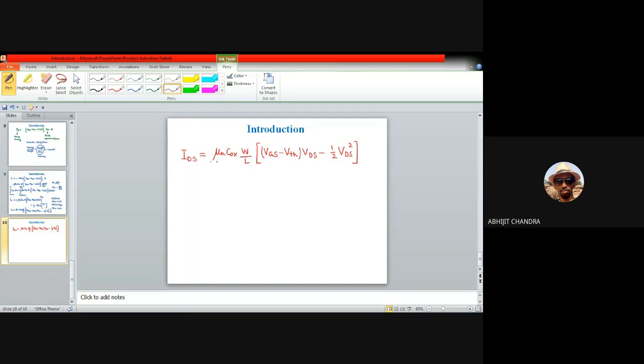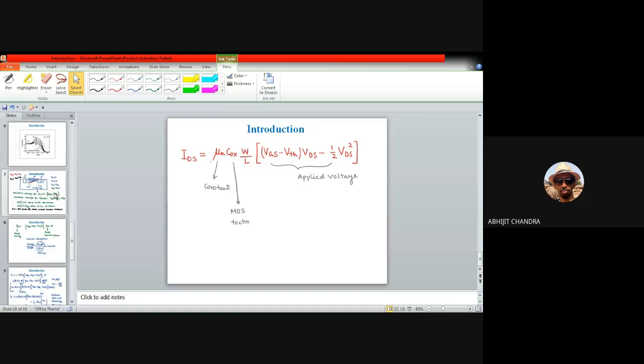So mu n, you cannot change. This is a constant term, the mobility of the electron. And this is nothing but a set of applied potential, although VTH is not applied. So this is the applied voltage, and it is quite apparent that the current will depend upon the voltage. Cox depends upon the corresponding MOS technology, the oxide capacitance. And obviously, this Cox will depend upon the oxide thickness.